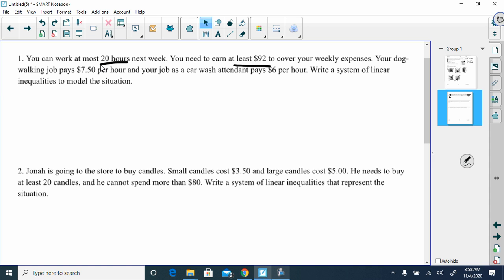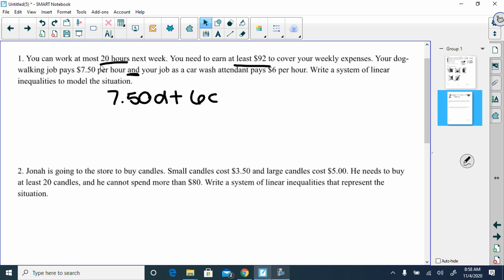$7.50 an hour. So $7.50 per hour for the dog walking job. So maybe D for dog walking. And then we have that word "and," which means we need to add. And how much does she make at the car washing job? $6. So 6, maybe C for car washing.